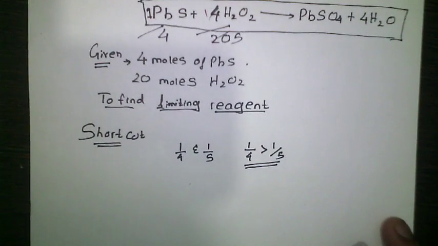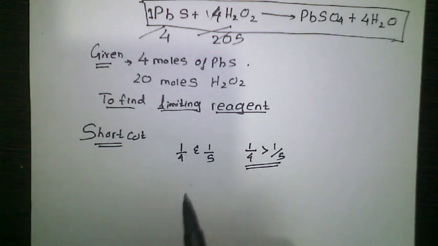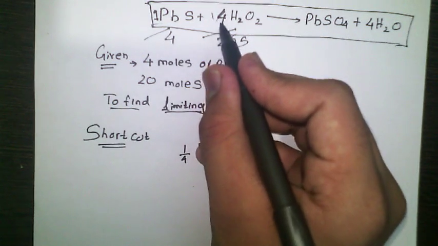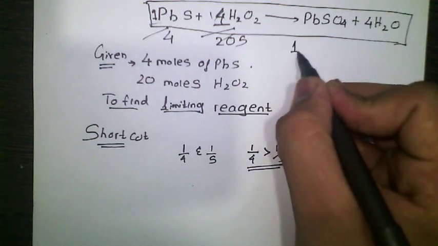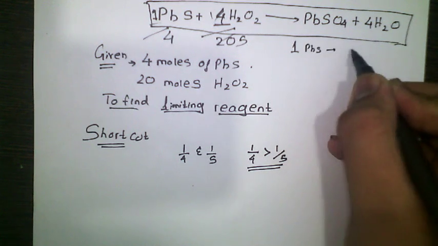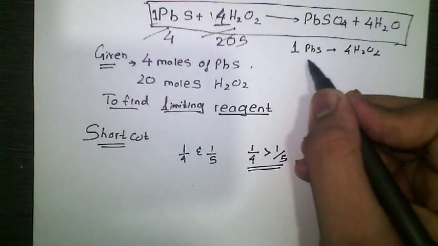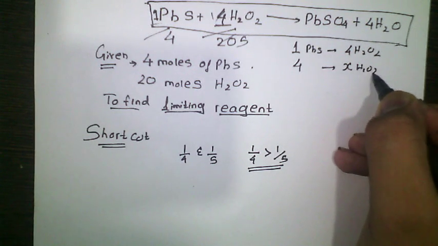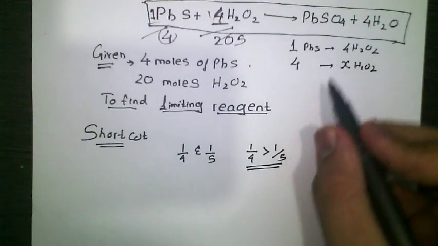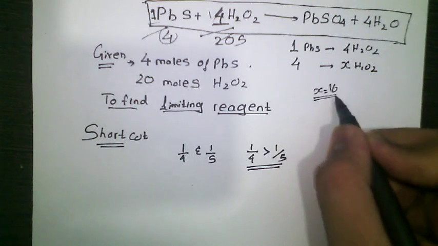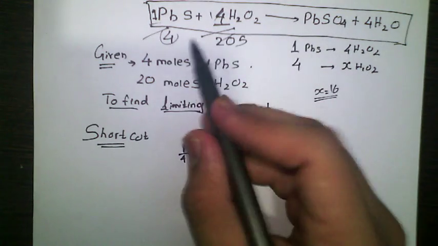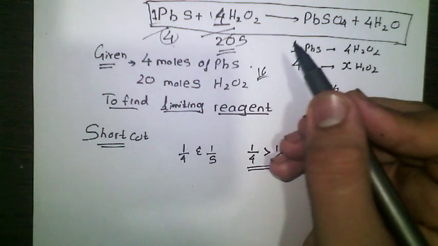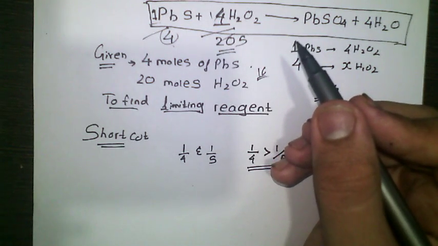Alright, let me explain in another way, then we'll come back to this. According to this reaction, 1 mole of PbS reacts with 4 moles of H2O2. Then 4 moles of PbS will react with how many moles of H2O2? As 4 is given, cross multiply: 16. If 1 mole of PbS reacts with 4 moles of H2O2, then 4 moles of PbS react with 16 moles of H2O2. But H2O2 is 20. H2O2 is in excess.